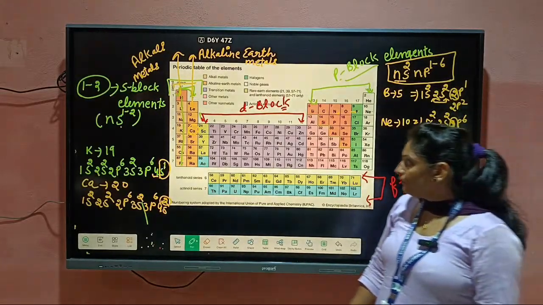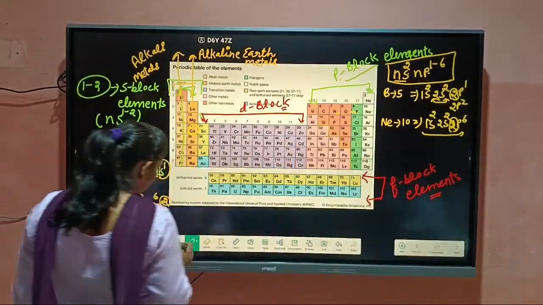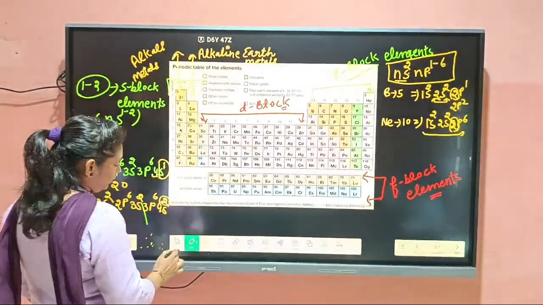Yes. Now, what is the configuration for S block?